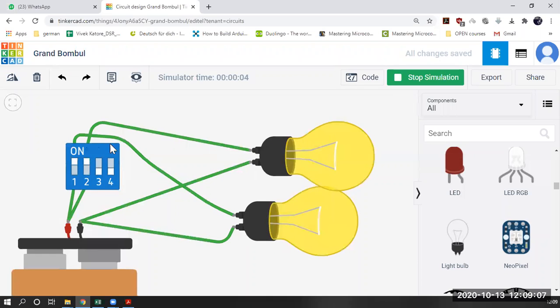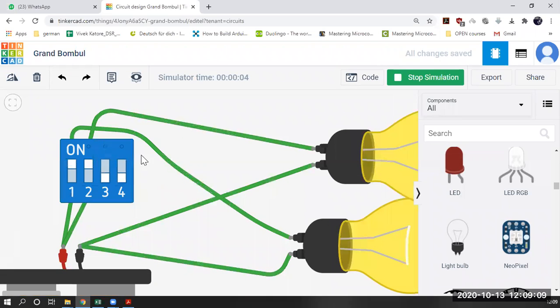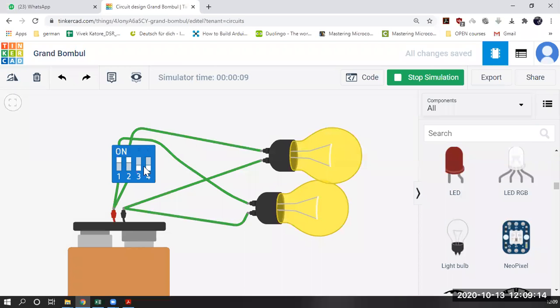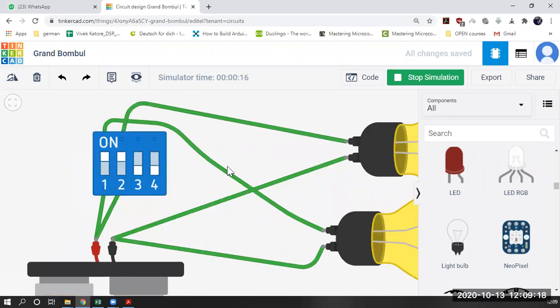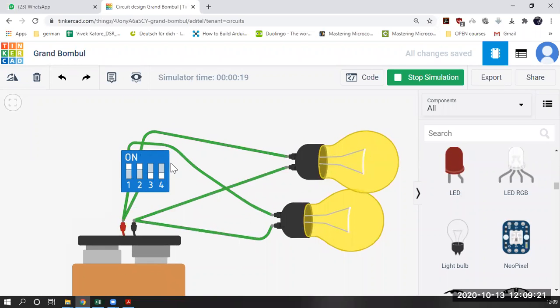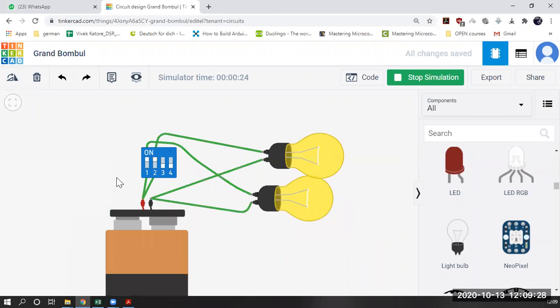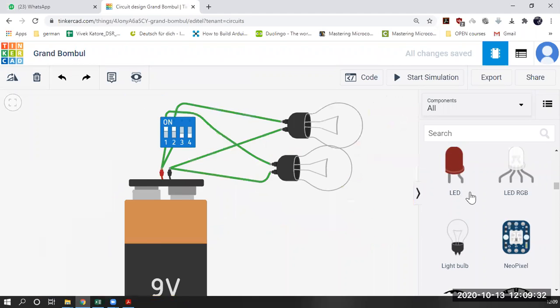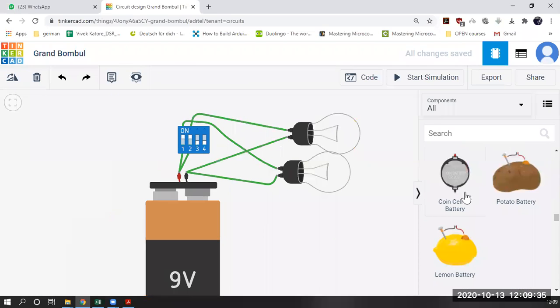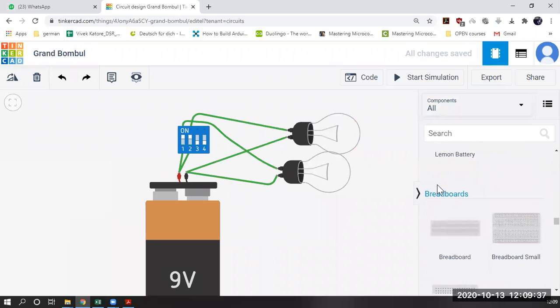If I try to work on this, it becomes a very ugly kind of circuit because it will contain so many wires that it won't look good and it will be very confusing for someone reading your circuit or your project, right? I won't be able to navigate where each wire is important. So to make our connections simpler, we use a breadboard. Go to all components and you can see there is a separate section for the breadboard.